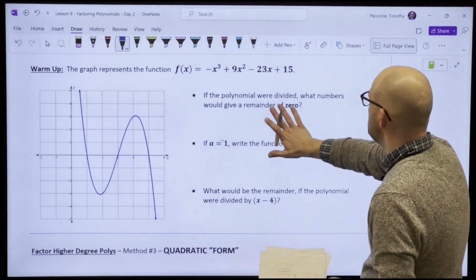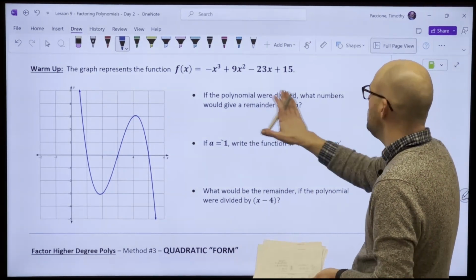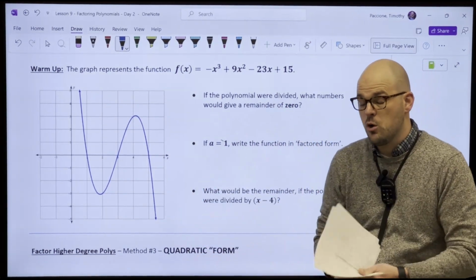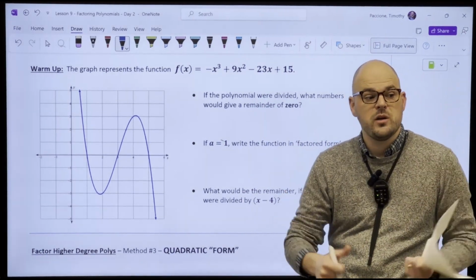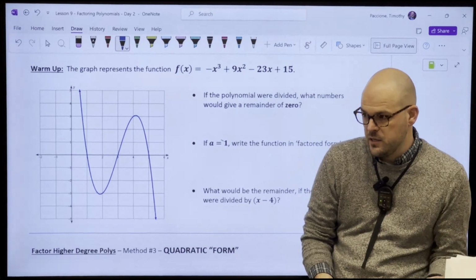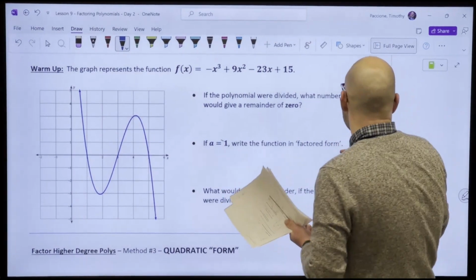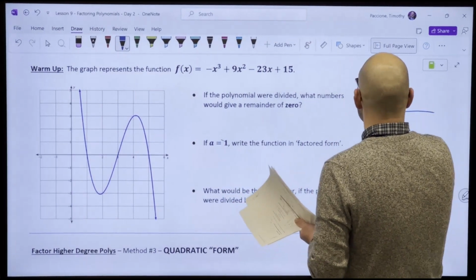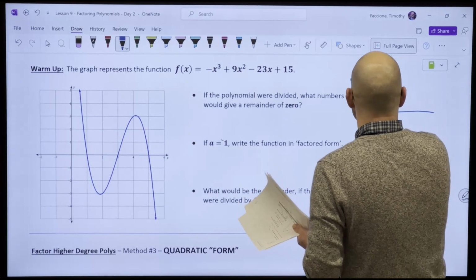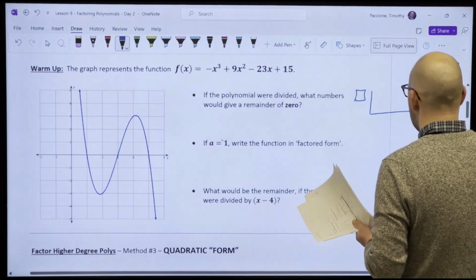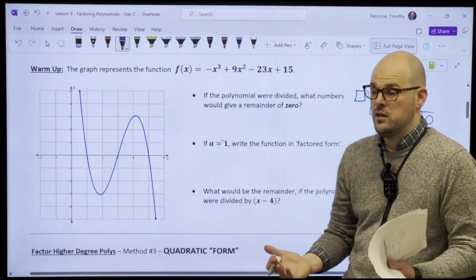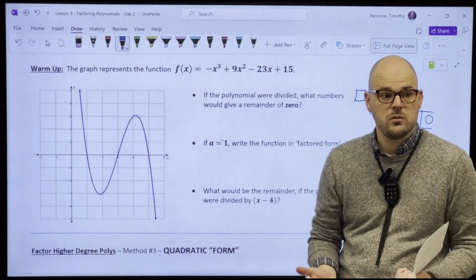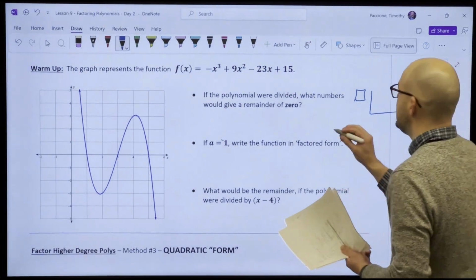Because if the polynomial divided, what numbers would give a remainder of 0? Well, we learned with the remainder theorem that that remainder is the y value for any x that you try to divide by, right? So if you divide by some number and you get a remainder of 0, that x and that y are a point, and they're not just a point, they're a what? An x-intercept, right? A remainder of 0 is an x-intercept.